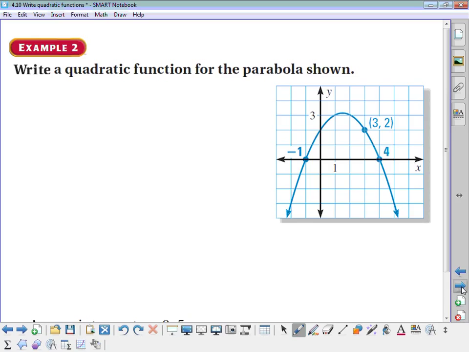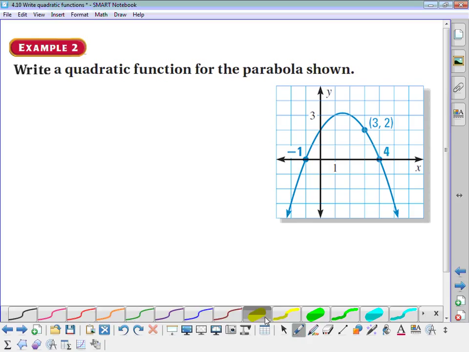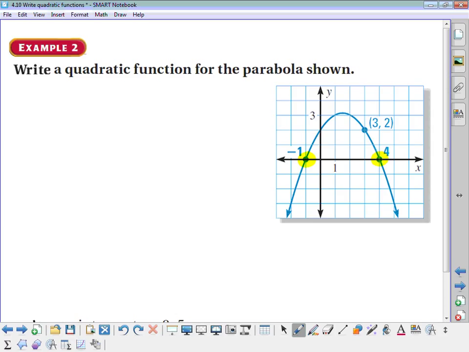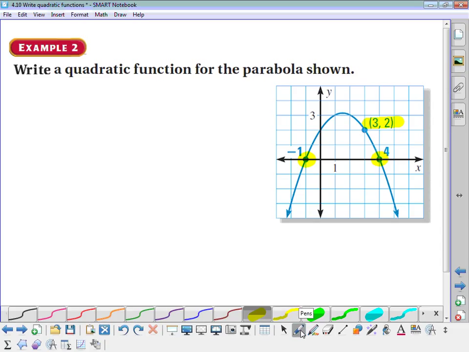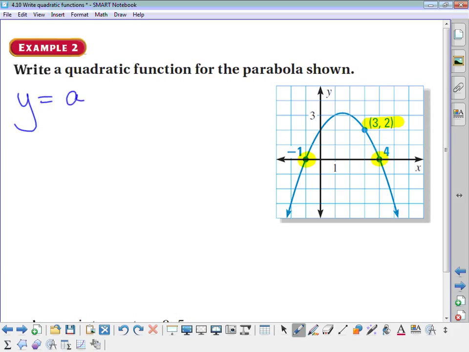Another form that we might use is our intercept form. Here I have a graph with the two x-intercepts and another point on the parabola. And so I'm going to use intercept form for this one. So again, I'm going to have a factor, if it's being stretched or compressed, of a, and then I'm going to have my x-intercepts in the parentheses. So if my x-intercept is negative 1, that means that when I put a negative 1 plus something, it's going to have to equal 0.